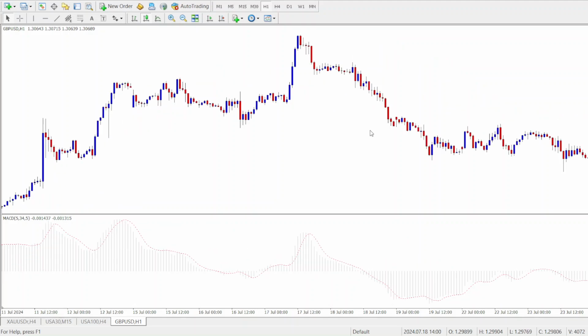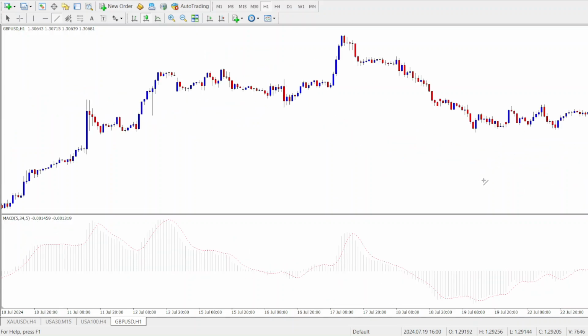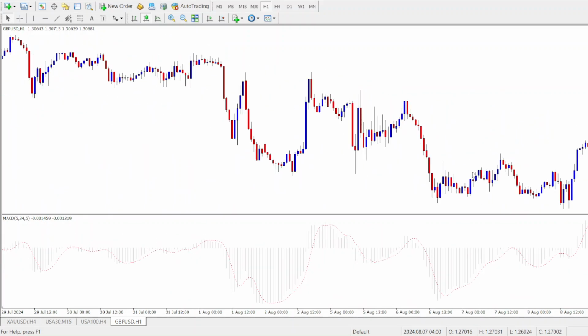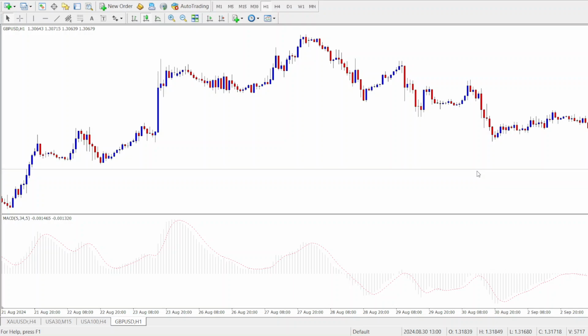Let us look for a good example. Just hope that I found one. Okay, this was a very brief one. We can see that price was making a lower low just at this point. No, this is not exactly it. We need something more obvious. Okay, I think this can work.